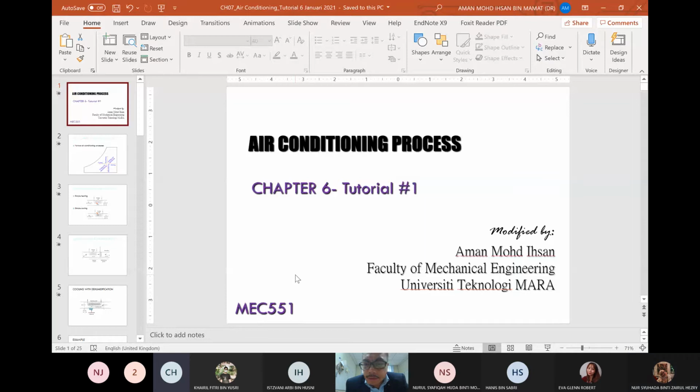Kelas Rasa itu saya miss sebab tak dengar lah. Sampai a diabetic mixing chambers. Oh, adiabatic mixing chamber. Okay.